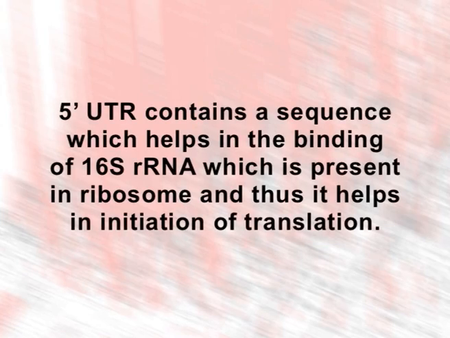5' UTR contains a sequence which helps in the binding of 16S rRNA, which is present in the ribosome, and thus it helps in initiation of translation. Accordingly, it also helps in increasing the stability of mRNA, and also in the eukaryotic system it helps in the removal of introns.